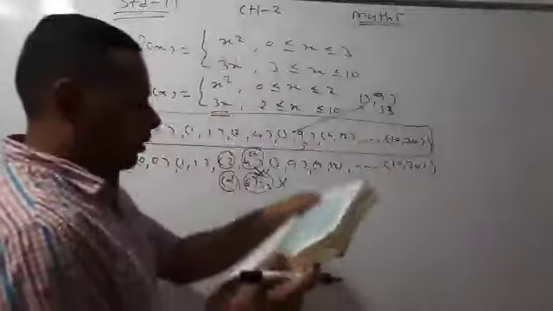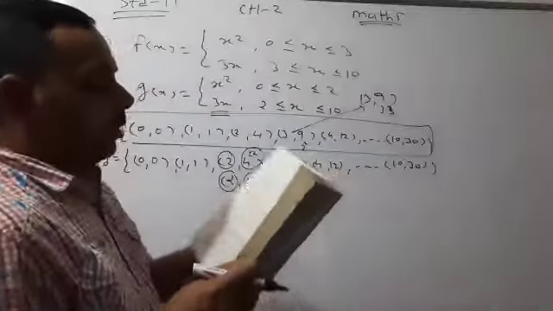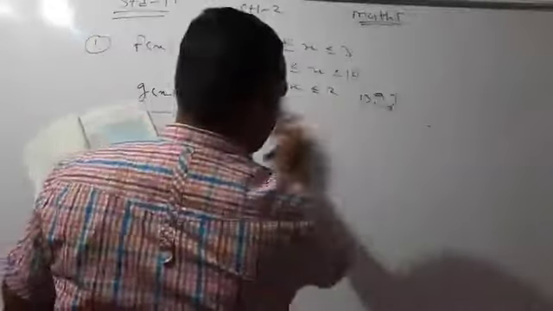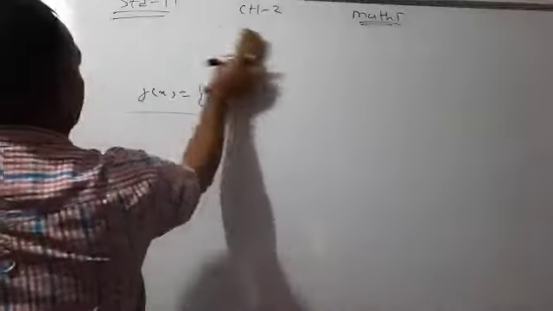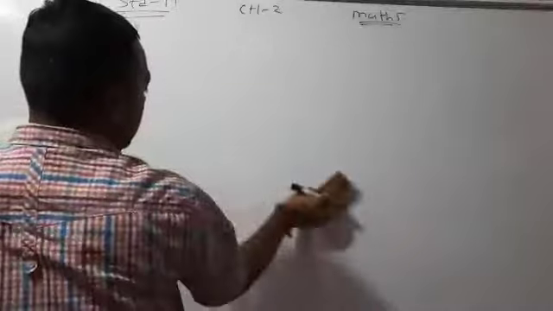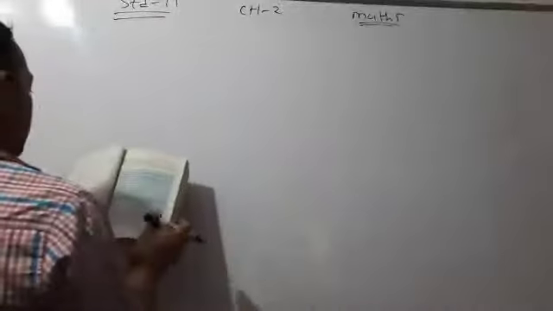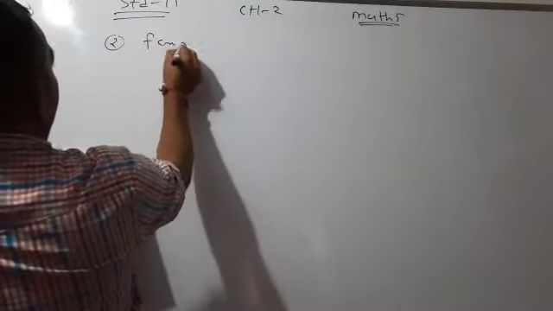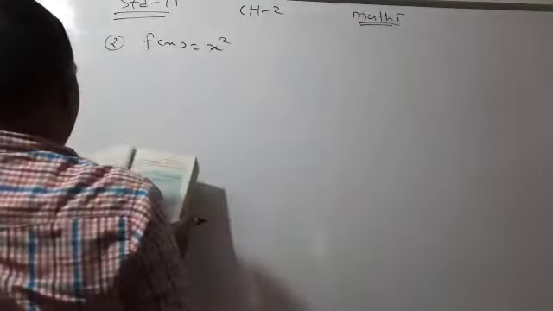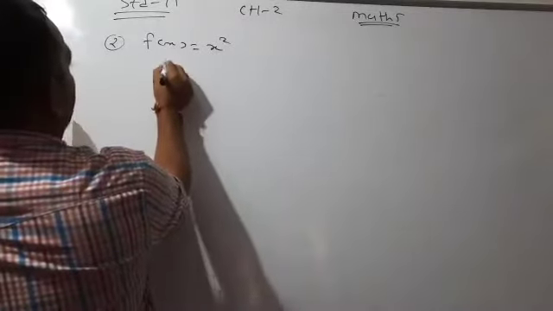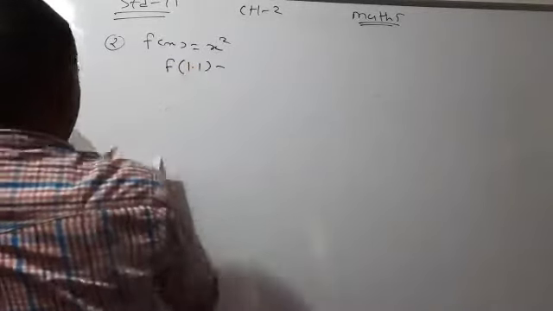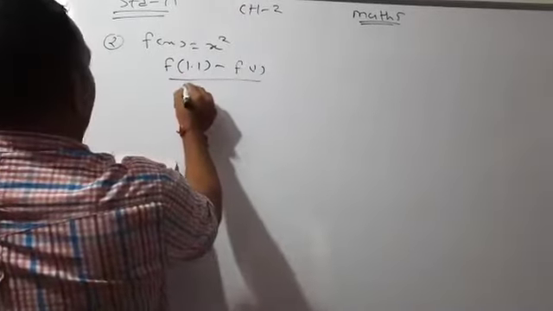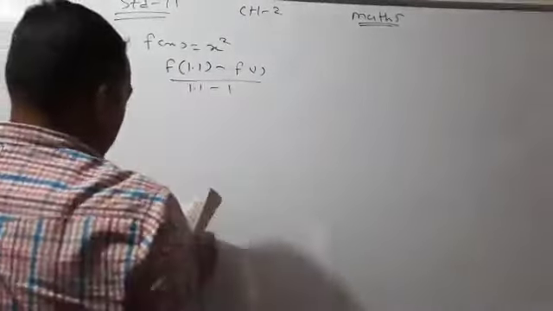Now the second question. The second question is a very simple question. We have done the last question of exercise 2.3 in terms of temperature, Celsius and Fahrenheit, where the relation is given. Here also in question number 2 the relation is given: f(x) is equal to x square. We have to find f(1.1) minus f(1) upon 1.1 minus 1.